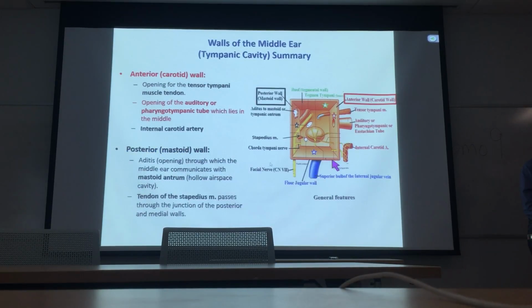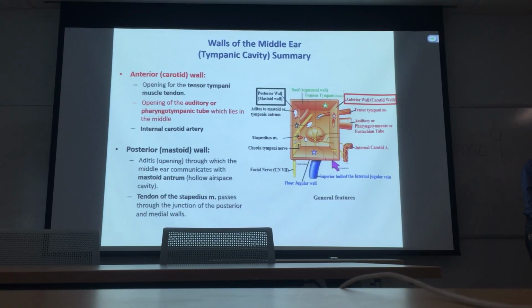So then you get into the anterior wall. Anterior wall is all about where the internal carotid artery would be, opening for the auditory tube, and then the tensor tympani muscle coming through. The posterior wall is all about the mastoid air cells. So here's the opening that goes from the middle ear into the mastoid air cells, or mastoid antrum. The antrum is the opening into the space for the air cells. Stapedius, this tendon comes through the posterior wall.